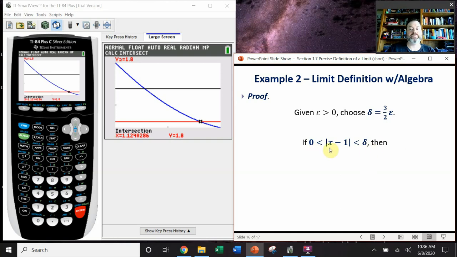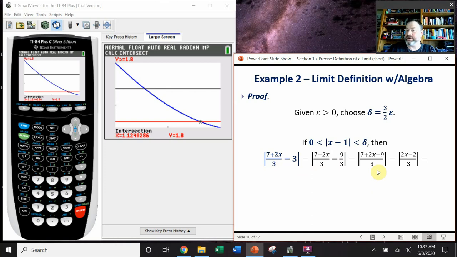So this is our beginning, right? This is the left side, the first statement of the precise limit definition. So we need to show that if we have epsilon and we choose delta to be 3/2 of epsilon, what happens? All we do is go through and simplify it as much as you can.